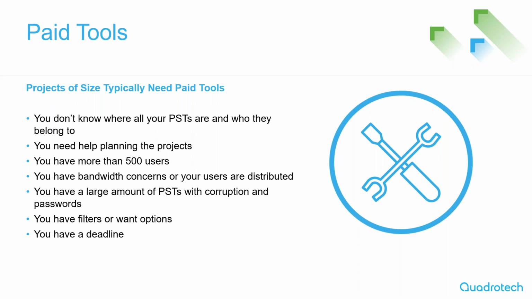You may want to filter or have advanced options. There are some very basic filters in those free tools, but you may need something more advanced, or you want to do things like redirect some of the data to the archive mailbox, some to the primary, based on a date range or based on if the PST was connected or whatever you may want.